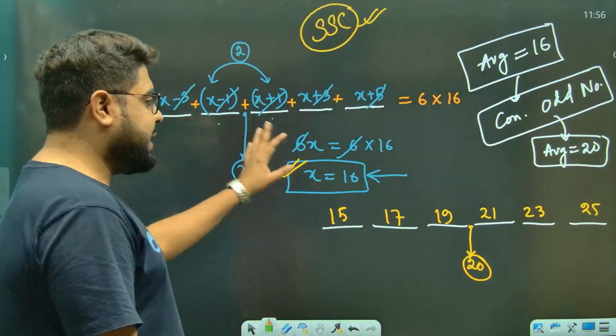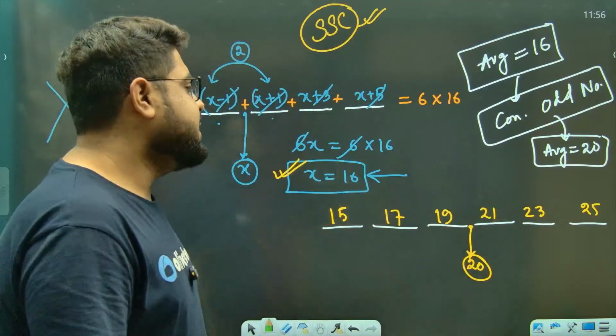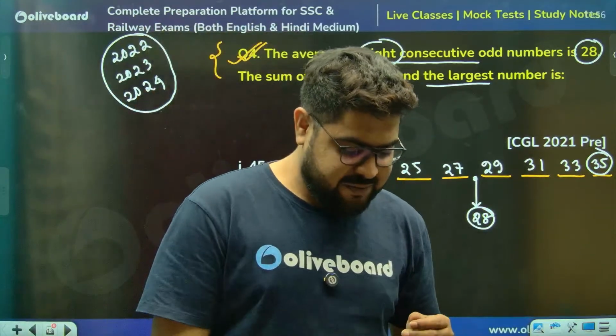So at the end of the day, if they give you bigger numbers, 44, 50, though they have not asked, but again, if they give you, you can use AP. We'll learn AP as well.